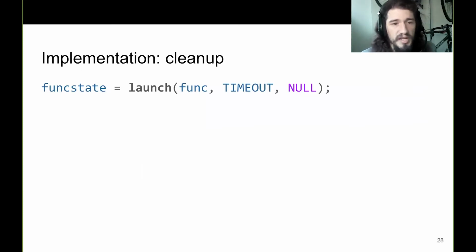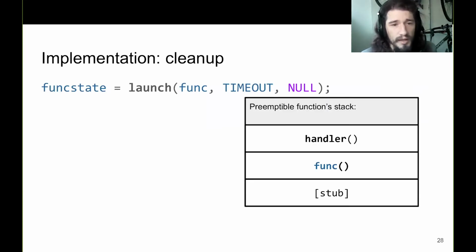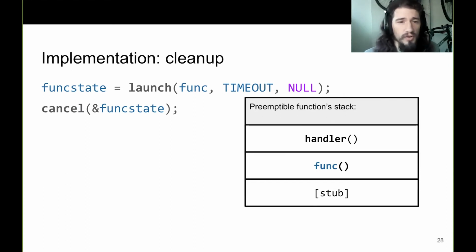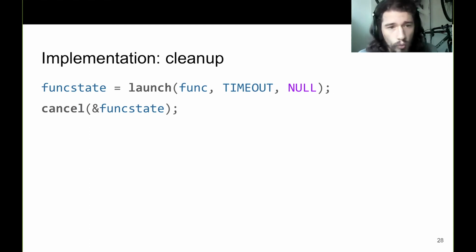Now, this means we have some state we need to clean up. If somebody calls cancel, we tear down that stack. We do not, in this paper, support cleaning up other state that may have been allocated by func, but we have some ideas that we present about how you could get started on that project.